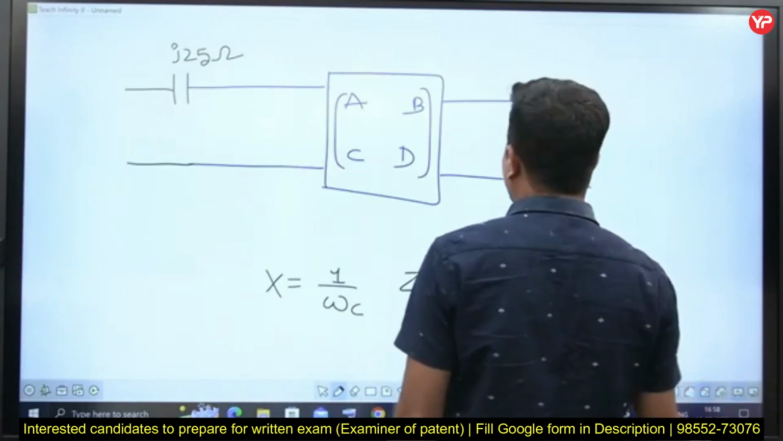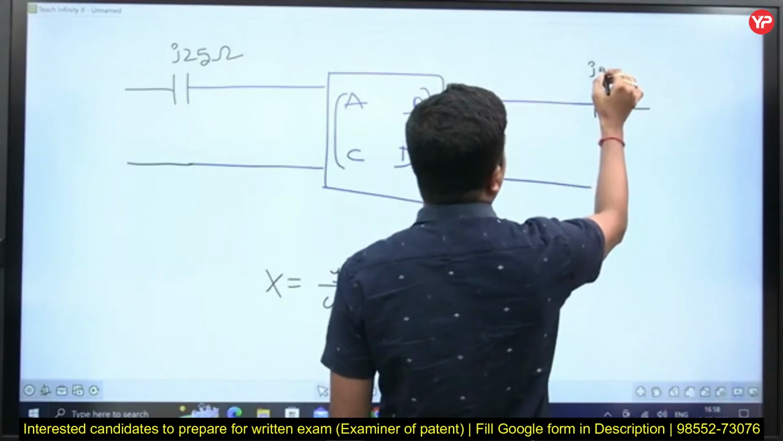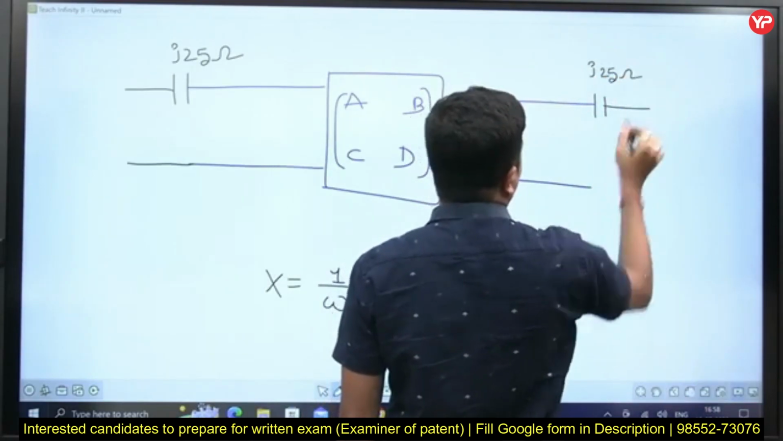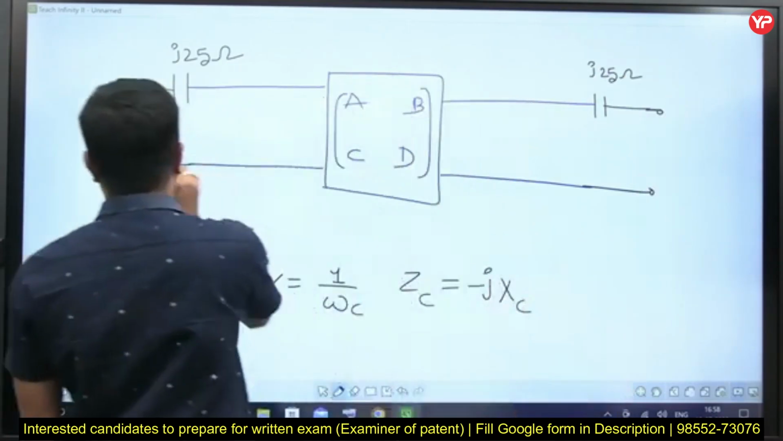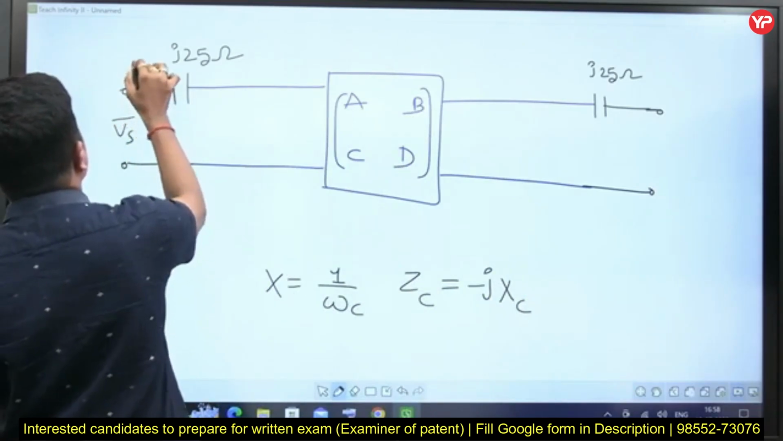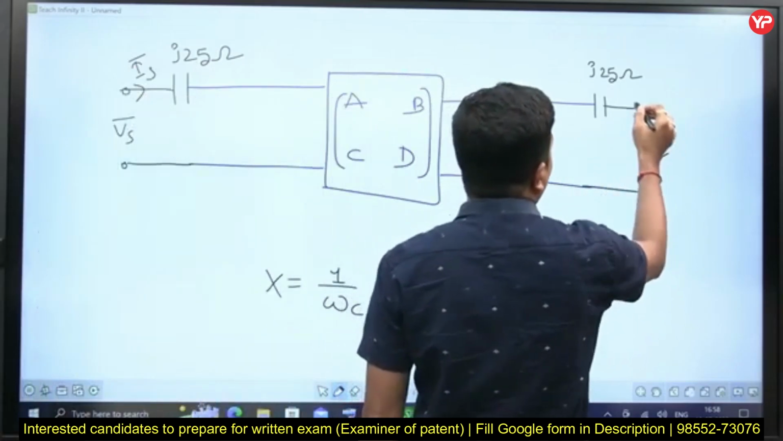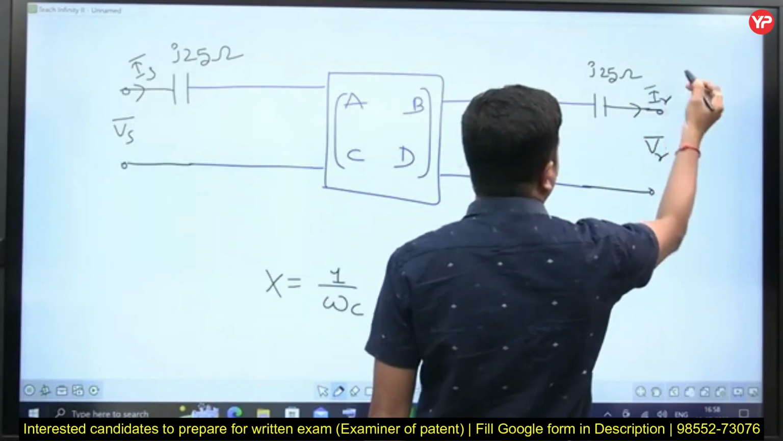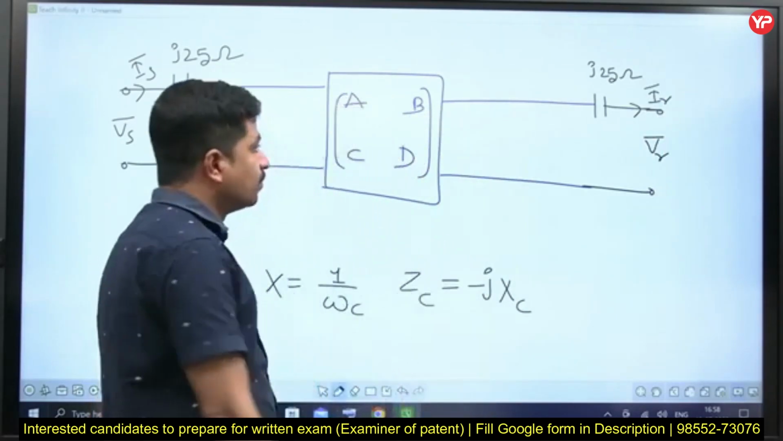Yeah, and both the ends are the same. This end also he mentioned plus J25 ohms, right? And this is the receiving end, and this is the sending end. This voltage is Vs, this current is Is, this voltage is VR, this current is IR, right? Now observe carefully, all of you observe carefully here.